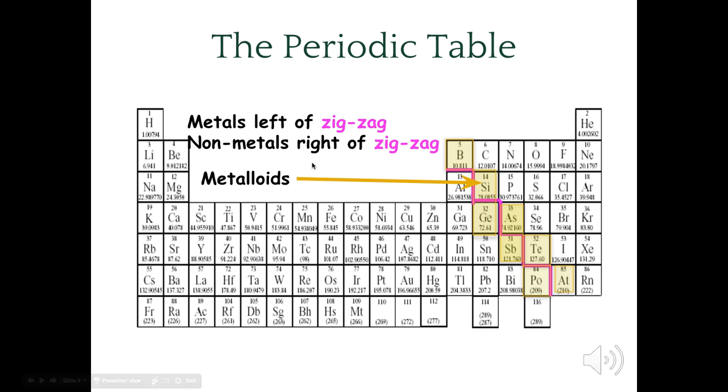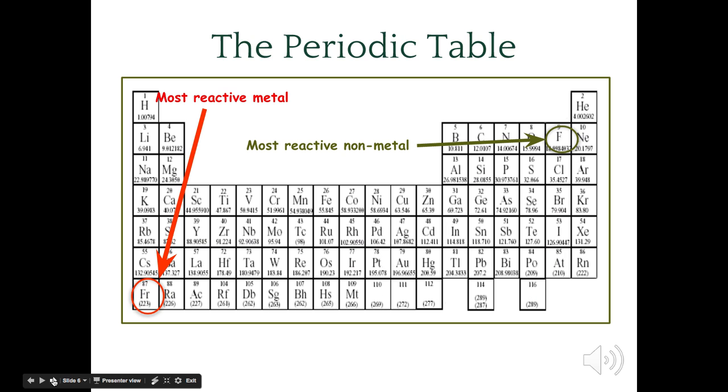Now, most of the elements on the periodic table are metals. So there's this imaginary line on the periodic table that separates the metals, which would be on the left, from the non-metals. And the elements that are touching the zigzag line, those are called metalloids. Metalloids are elements that have properties of both metals and non-metals.